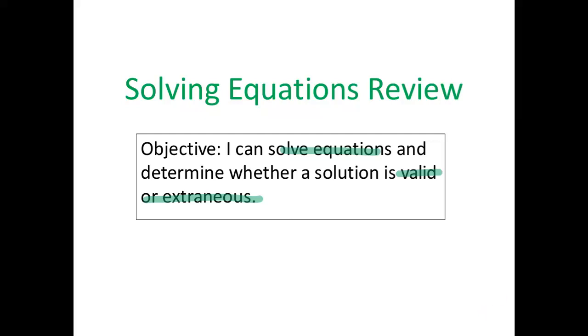So for today, it's going to be a review of rational equations. It will be a review of radical equations with the square roots, cube roots, and we'll be solving linear equations. We'll be solving quadratic equations. We're going to have to factor today, okay?